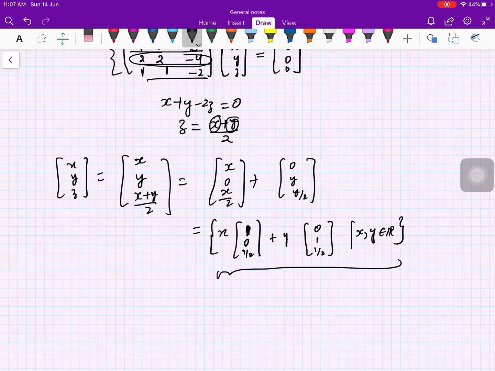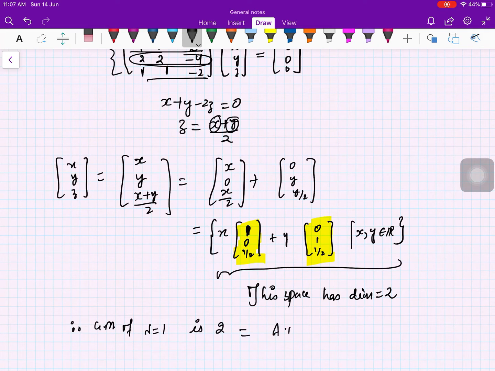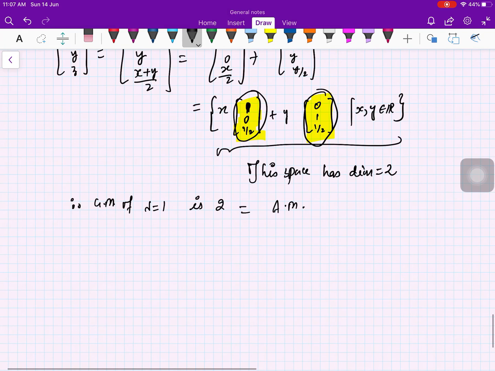where x and y are real numbers. So now this is a space with dimension 2, because these two are linearly independent vectors spanning your space. Therefore, the geometric multiplicity of eigenvalue lambda equal to 1 is 2, which is equal to its algebraic multiplicity. And these are the two linearly independent vectors. Save it, we'll use it later.